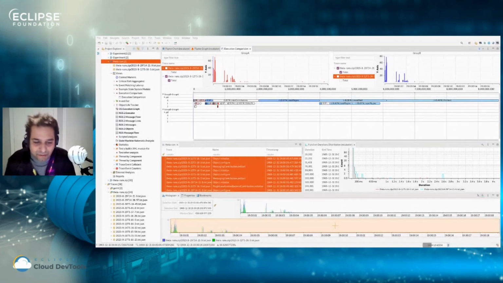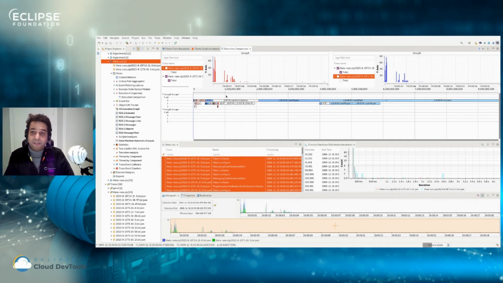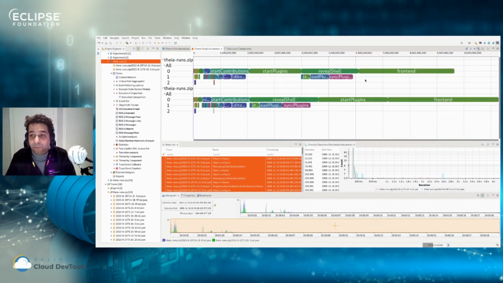Thank you very much. Now, if you look here, this is the differential execution chart that has been shown, that has been developed by École Polytechnique. You'll see that here, Start Plugins has been improved by 27%. Reveal Shell has been improved by 17%, and the front end has been improved by 13%. Once again, if you go look at your flame graph with this data, and I'm sorry, I know that the data is a little small. I have a high-res monitor.